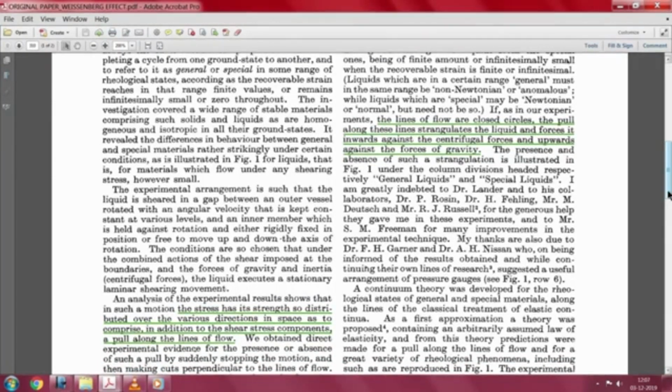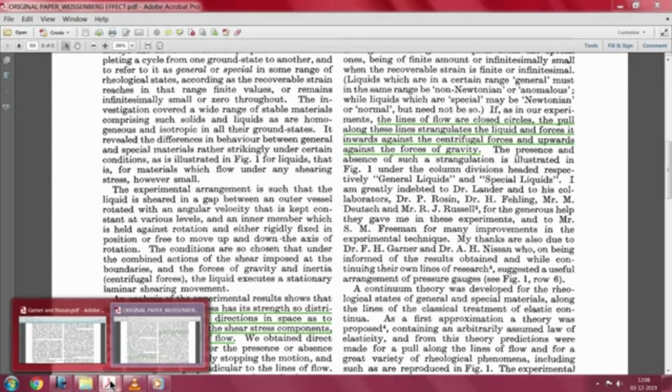The other important thing, as I had said just before, is that before him there were another couple of gentlemen who had performed very good experiments, and they had talked about this particular phenomenon, and that is Garner and Nissan. And you can see that in this article he actually thanks Garner and Nissan, and he says Dr. Garner and Nissan, who on being informed of the results obtained and while continuing their own lines of research, suggested a useful arrangement of pressure gauges. Anyway, so let us quickly look at Garner and Nissan's paper as well.